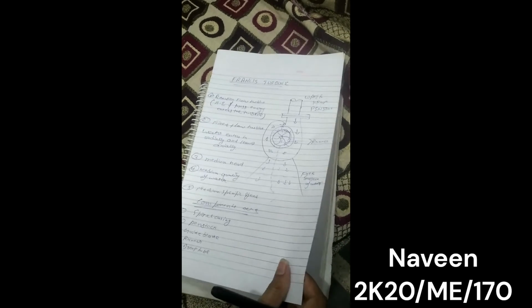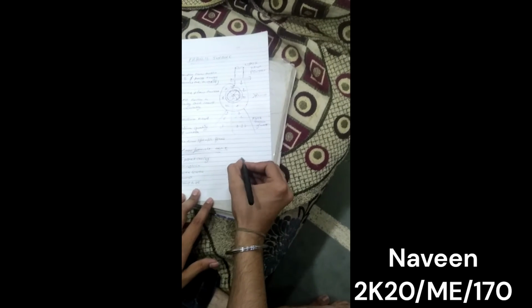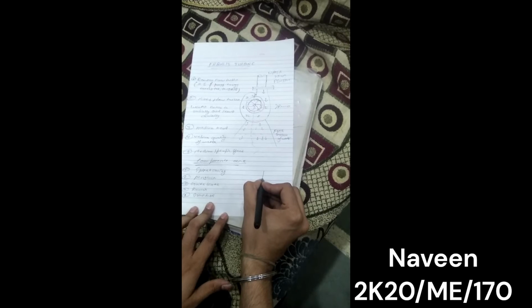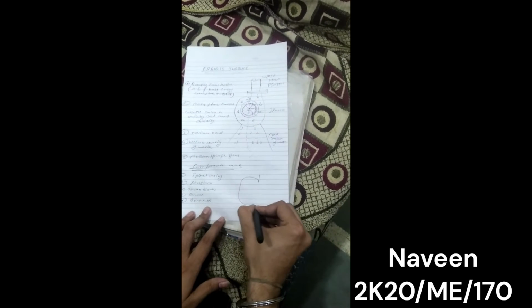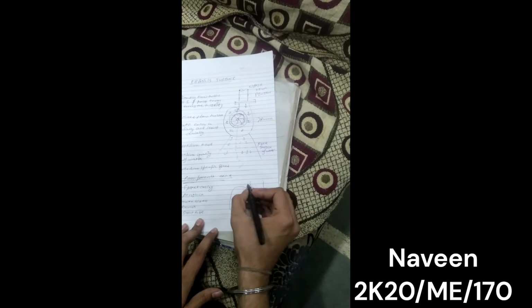Now firstly, here we are making the spiral casing diagram. So I will roughly explain this.